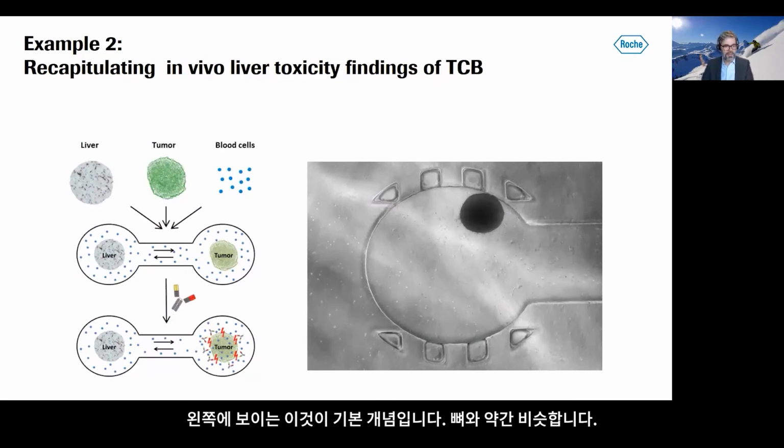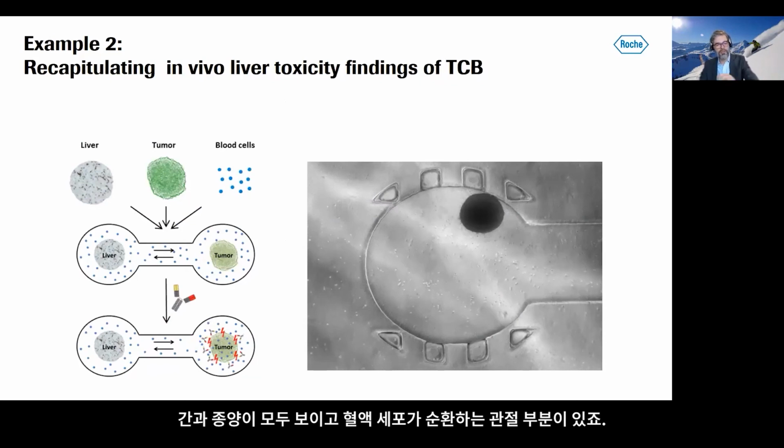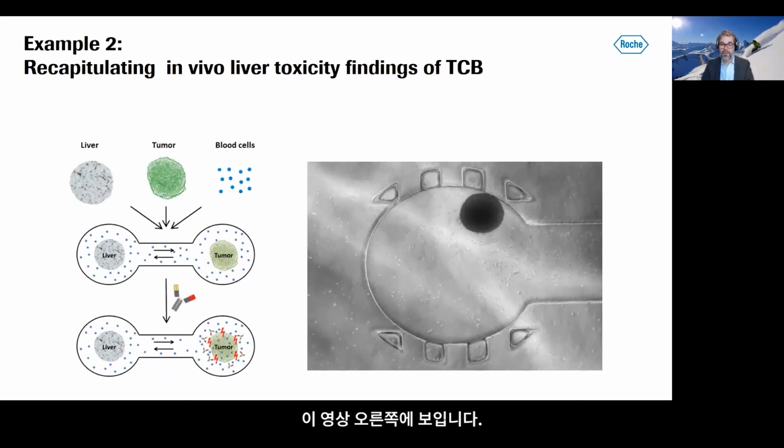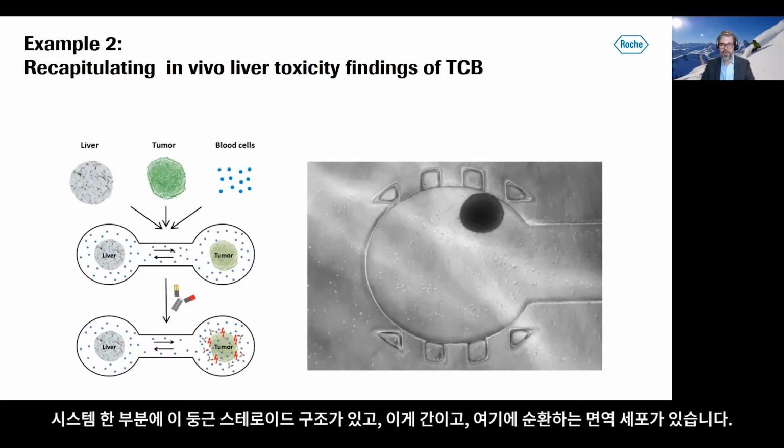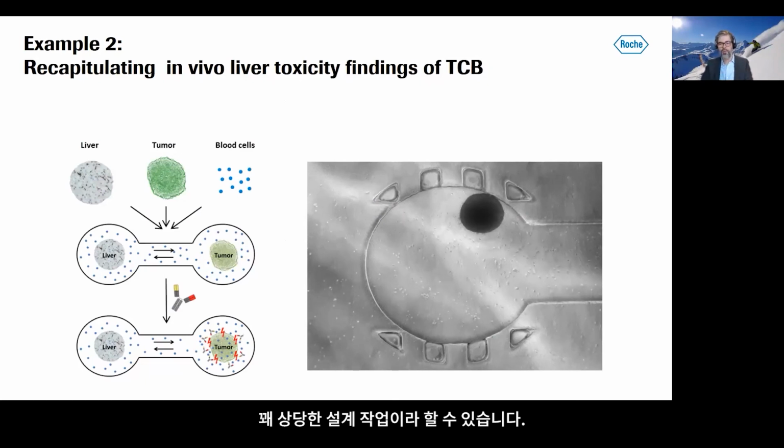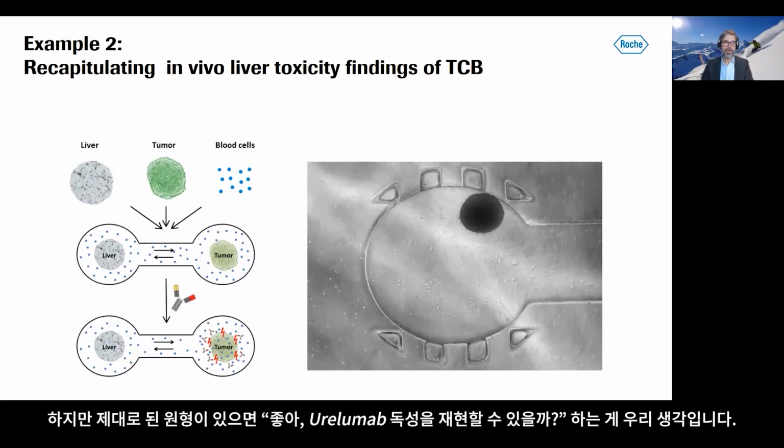You can see on the left-hand side, this is the basic concept. It looks a little bit like a bone. You have this joint compartment where there's both the liver and the tumor represented in there and circulating blood cells. You can see on the right-hand side on this movie here, this is one part of the system where you have this round spheroid structure, so this is the liver, and you have circulating immune cells here. That required quite a bit of engineering work, but once we had a prototype ready, we said, okay, can we now recapitulate the toxicity of urelumab?